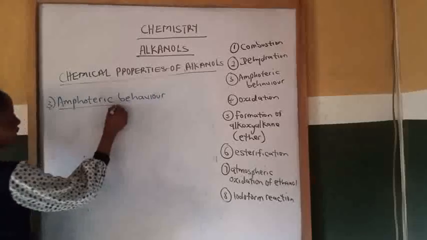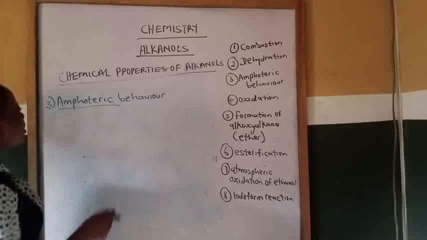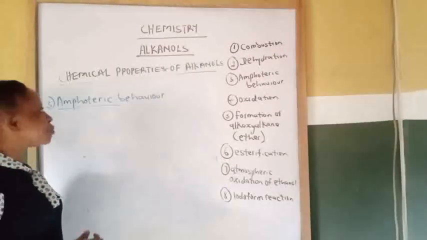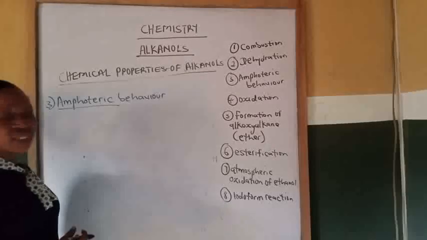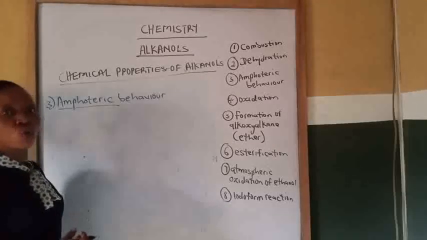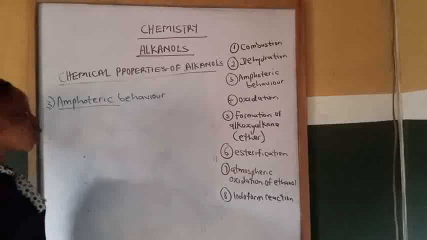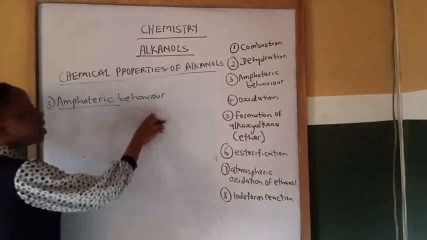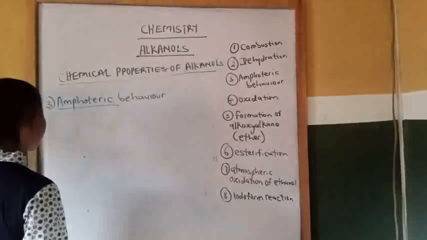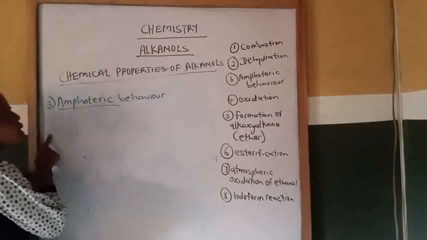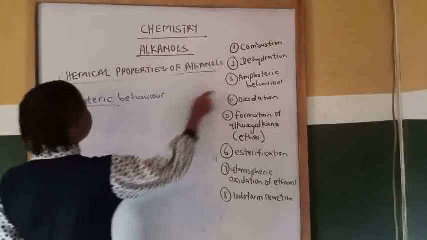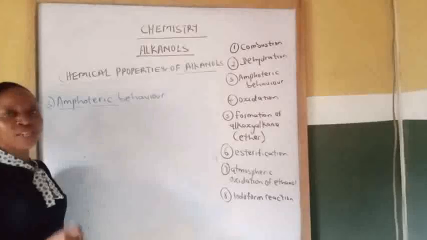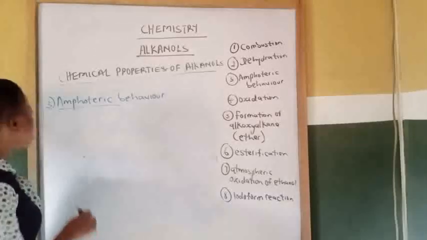Then what is amphoteric? Amphoteric acts as an acid, then it can also act as a base. When a molecule is acting as an acid, or acting as a base, we call it an amphoteric compound. So ethanol, in this chemical reaction, ethanol will act as an acid. At the same time, it will act as a base.